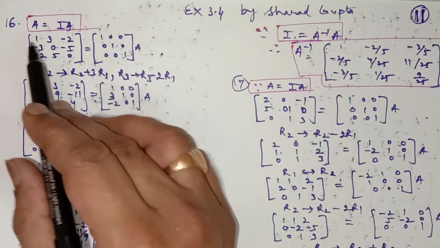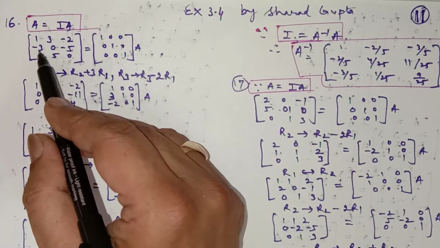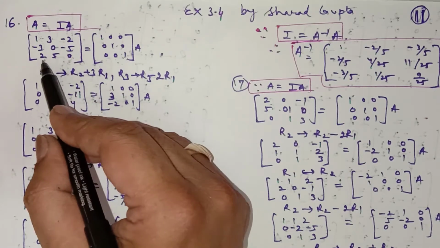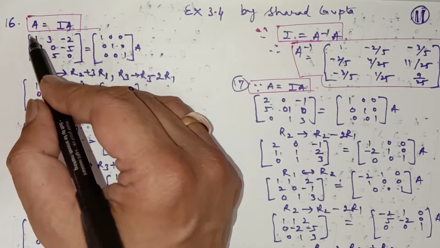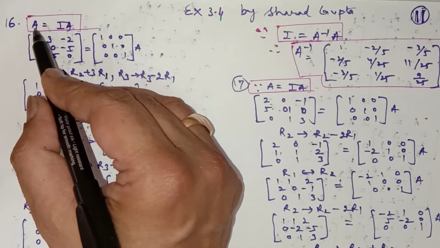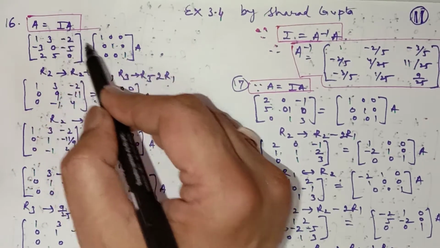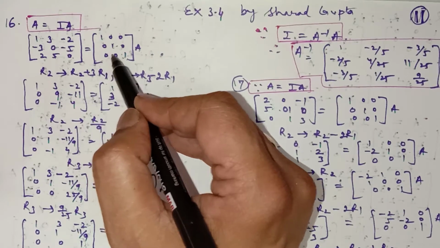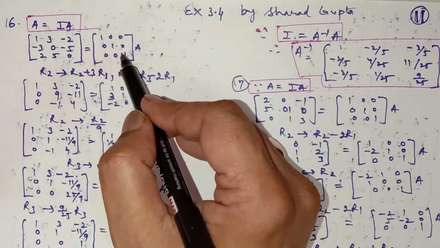Now I'm taking question number 16, in which the matrix is given as 1 3 minus 2, minus 3 0 minus 5, 2 5 0, and I've called this matrix A. As we know, A is equal to I into A, so replace the matrix A on the left hand side, the 3 by 3 identity matrix on the right hand side, and the matrix A as it is, because this is a 3 by 3 order matrix.